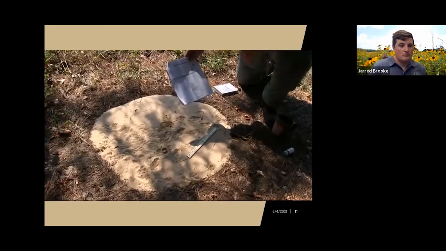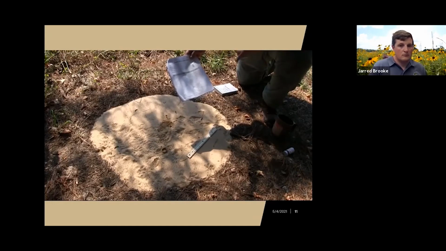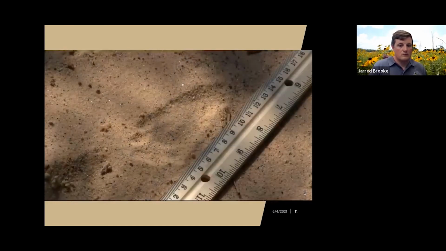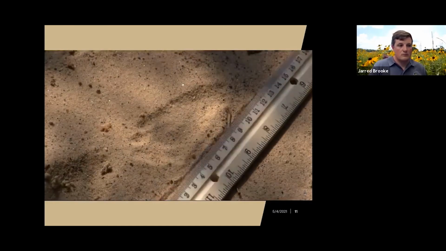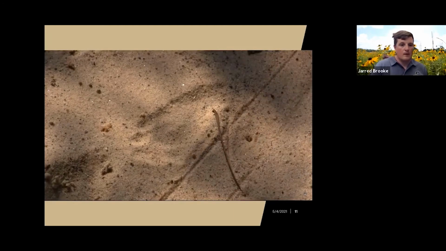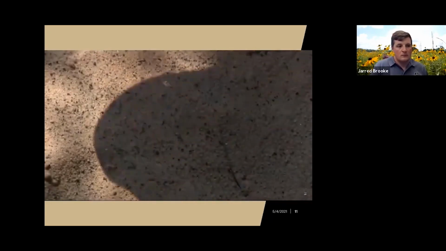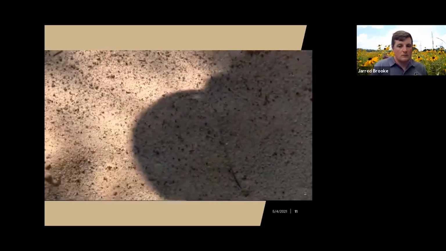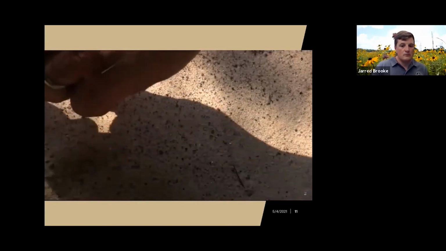So now we need to record the data on the data sheet, which is available on the Nature of Teaching website. Now we're ready to reset our station. Take a little bit of sand in your sifter, cover up all those tracks, and again, make a final smooth surface. At this point, it's also a good idea to refresh your attractant.